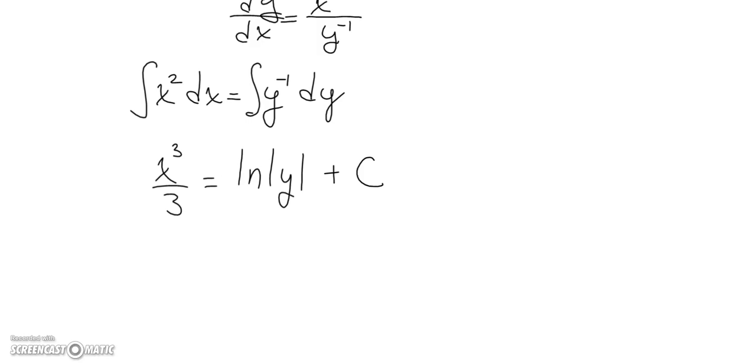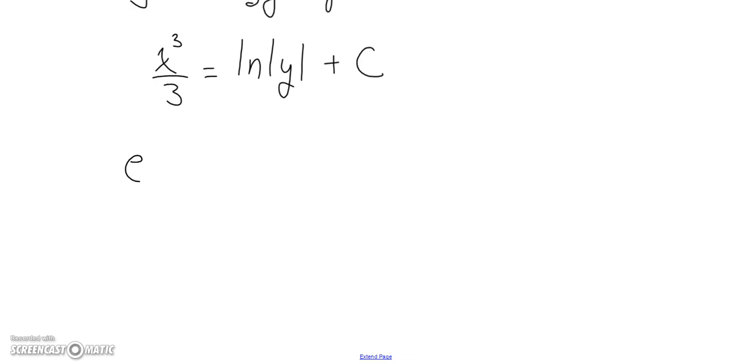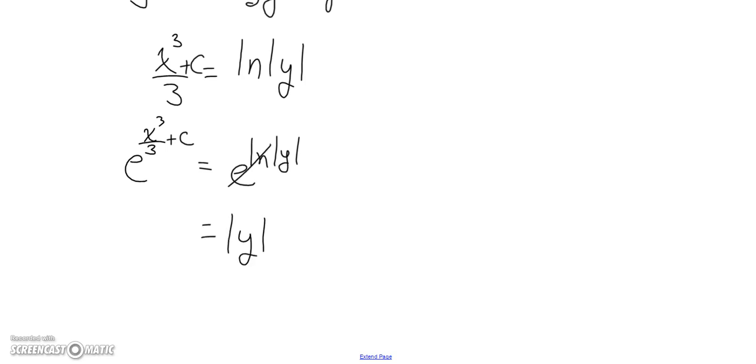This one, yeah, you could actually solve for y, and the way you do it is essentially you raise e to the x cubed over 3. In fact, you know what the easier way to do this is, instead of writing plus c here, I'll write plus c here. So that becomes e to the x cubed over 3 plus c equals e to the ln of the absolute value of y. And what happens with the e and the ln? The e and the ln cancel out, and now you have something that says the absolute value of y is equal to e to the x cubed over 3 plus some constant.